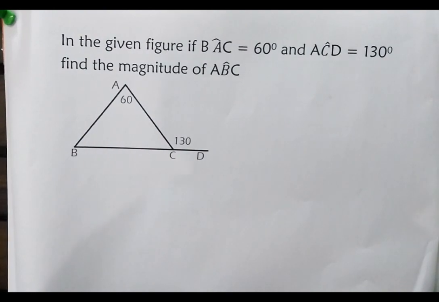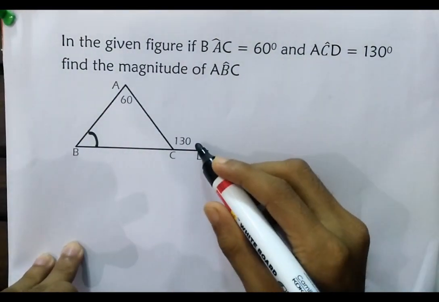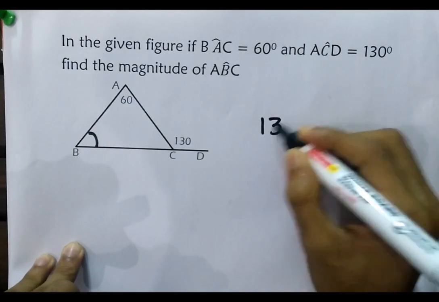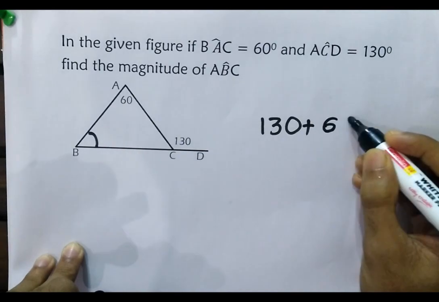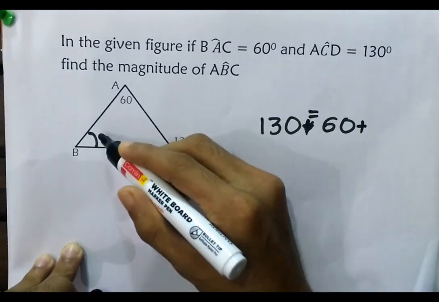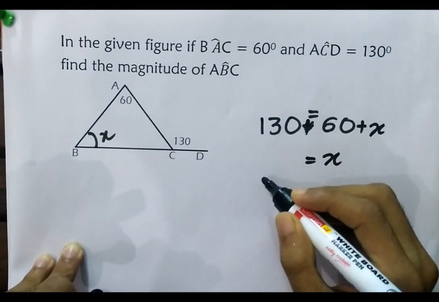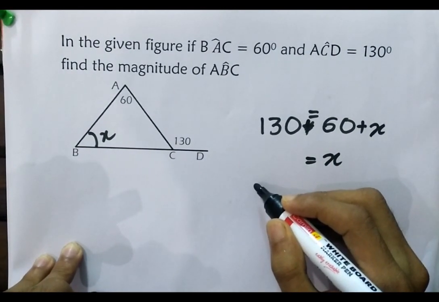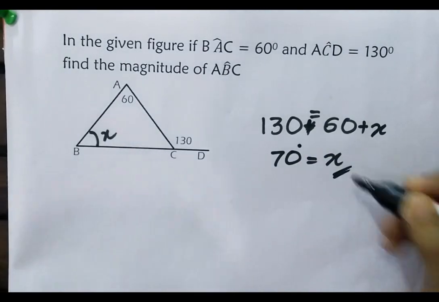Now this time they are asking us to find the value of this angle ABC. It's very easy because according to the exterior angle theorem, the exterior angle of a triangle is equal to the sum of the interior opposite angles. So 60 plus x equals the exterior angle, 130. I am taking this as x; we can take that as theta as well. So x equals 130, and if we take the 60 to the left, it becomes minus. So 130 minus 60 is 70.